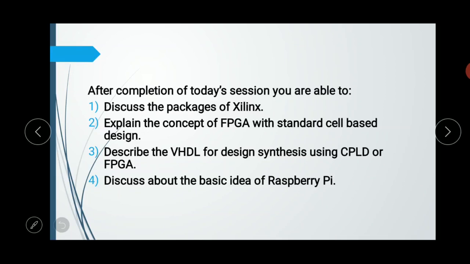After the completion of today's session, you are able to discuss the packages of Xilinx, explain the concept of FPGA with standard cell-based design, describe the VHDL for design synthesis using CPLD or FPGA, and discuss the basic idea of Raspberry Pi.